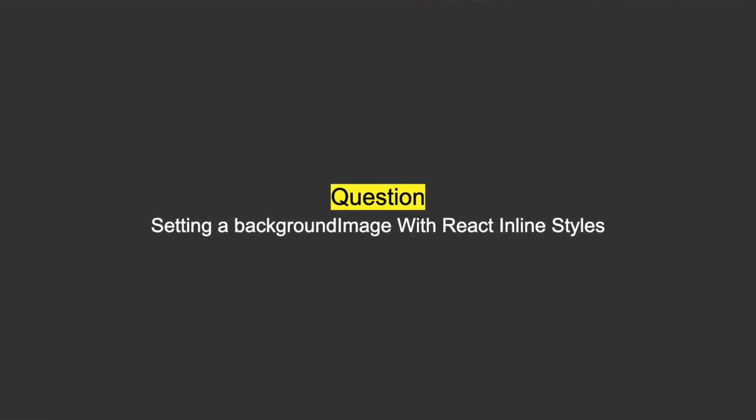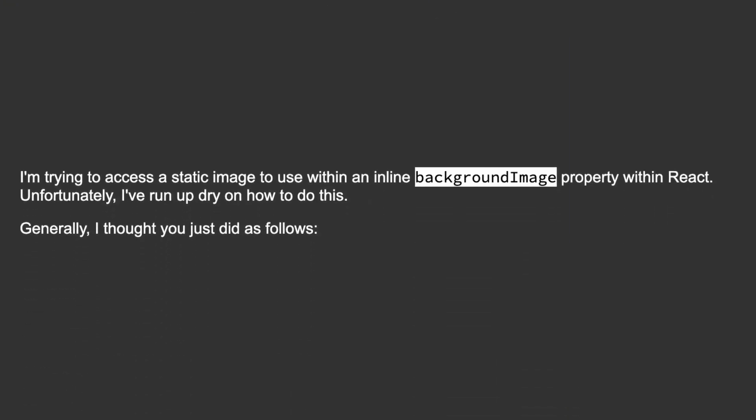Setting a background image with React inline styles. I'm trying to access a static image to use within an inline background image property within React. Unfortunately, I've run dry on how to do this. Generally, I thought you just did as follows.